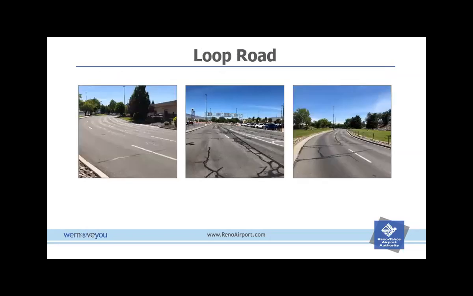Here's a few pictures of the loop road. You can see it's already been crack sealed by the airfield maintenance team. It is a little worse for wear. This probably will be the last time we're able to slurry seal this pavement. We're hoping to limp it through the ConRAC decision as far as where that loop road may or may not change locations.